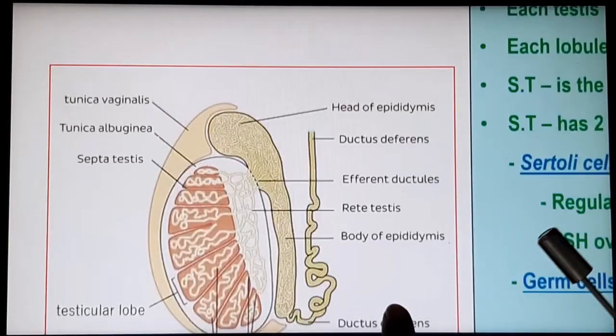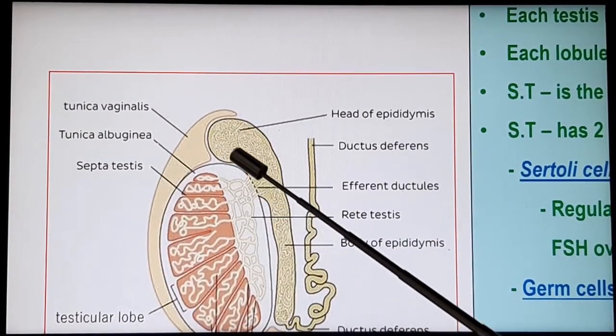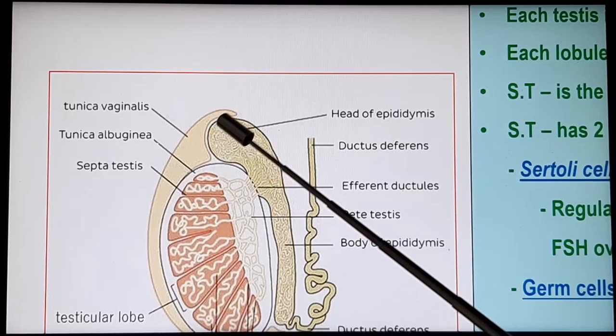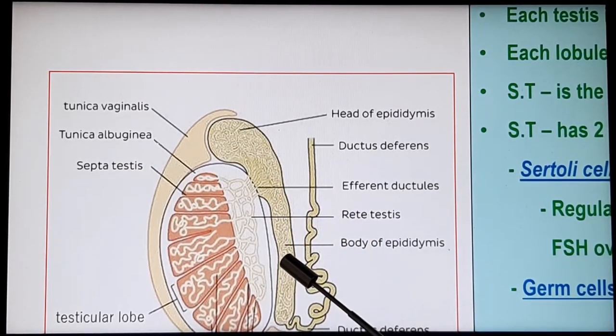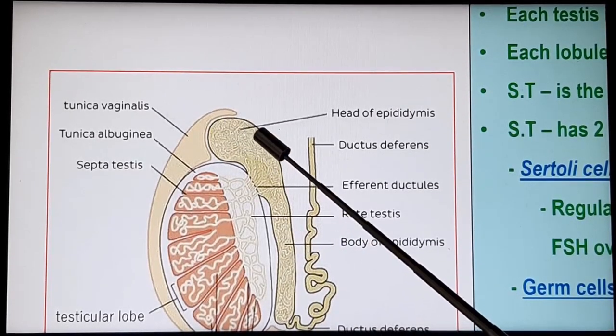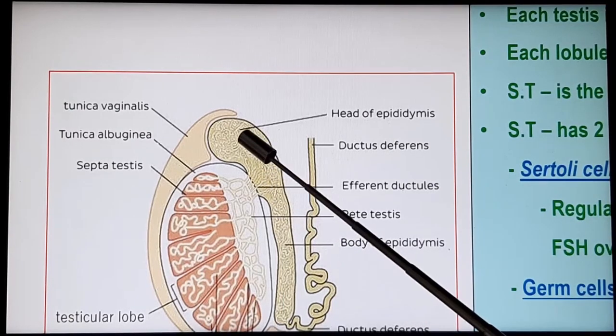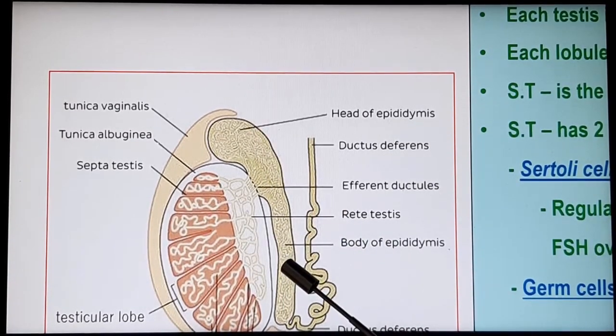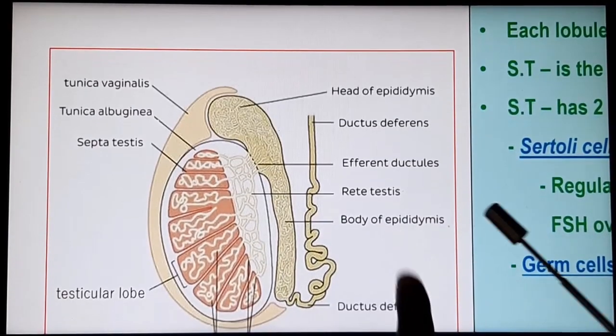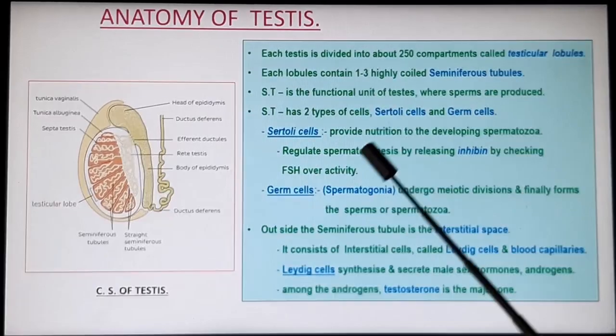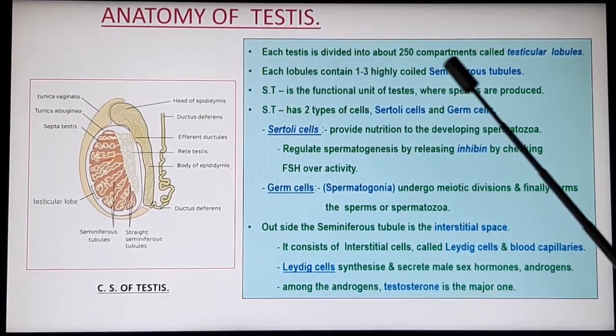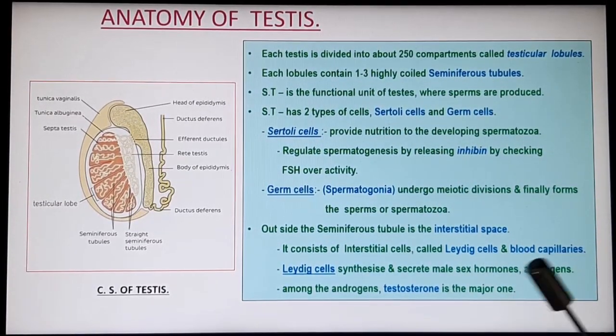Then this vasa efferentia joins to form the epididymis. This is the head portion of epididymis, and this is the body of epididymis, and the epididymis continues to form a coiled structure here, that's known as the vas deferens, ductus deferens. Okay, this much I hope is clear to you.